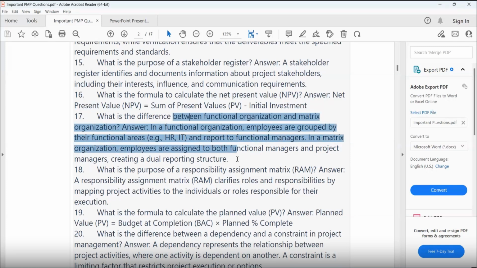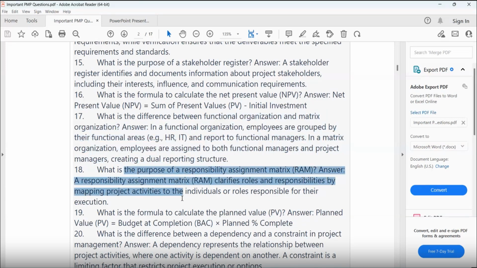In a functional organization, employees are grouped by their function, for example HR, IT, and report to a functional manager. In a matrix organization, what happens? Employees are assigned to both a functional manager and a project manager, creating dual reporting. So you report to, let us say, the electrical department manager, and you also report to a project manager. I have seen this example. So that is the matrix. What is the purpose of a responsibility assignment matrix, RAM?